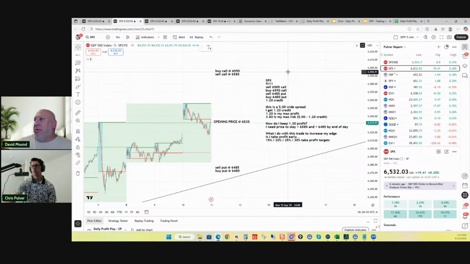Yeah. And again, this is the simple math that we have to do ahead of time, because once you understand this is the most I can risk, this is the most I can make, what's my take profit? What's my probability?